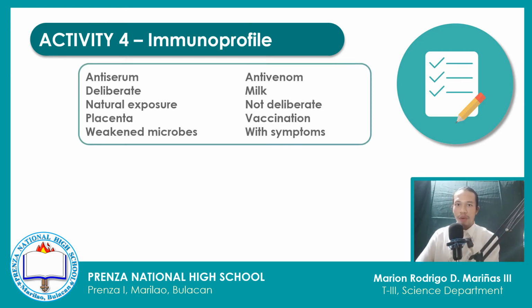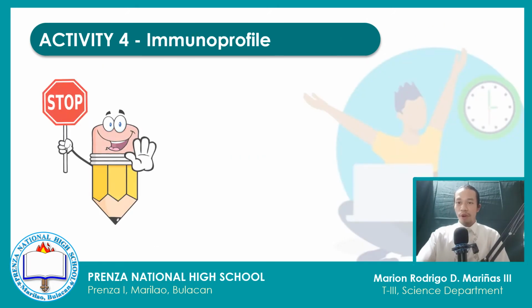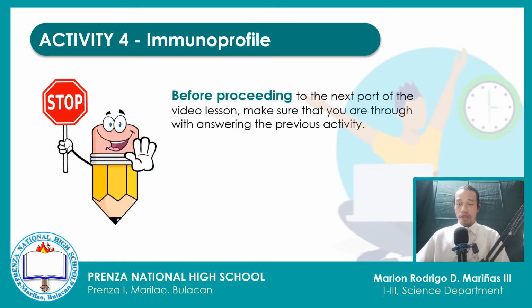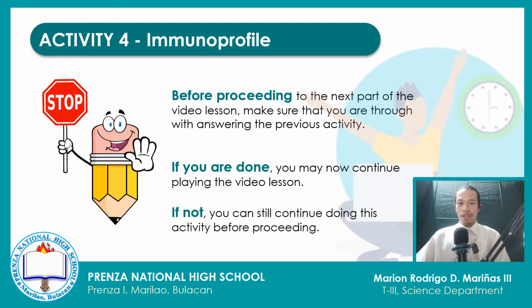Shown to you right now is the table in which you're going to place the different words. The first column is passive natural, followed by passive artificial, the third is active natural, and the last is active artificial. Before proceeding to the next part of this video lesson, make sure that you are through with answering this previous activity. If you're done, you may now continue playing the video lesson. If not, you can still continue doing this activity before proceeding.